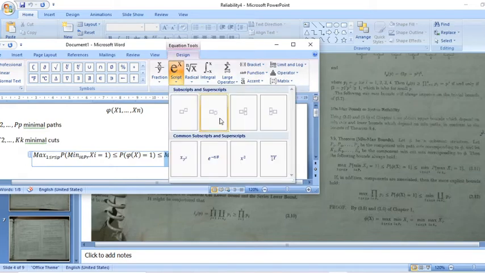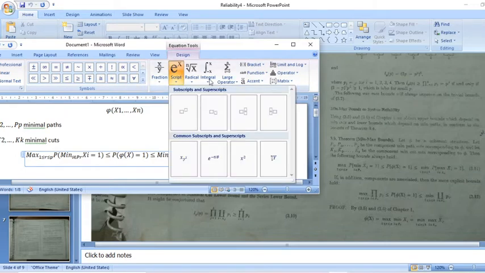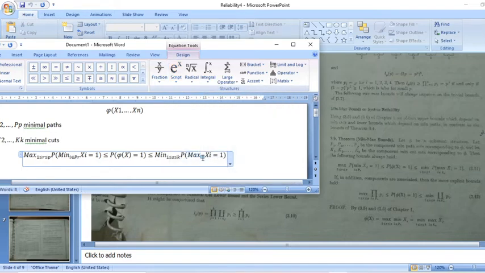And on the right side, the minimum is taken over all possible minimal cuts, so that 1 less than or equal to s less than or equal to k, and this maximum is taken over all components that belong to that minimal cut, i belongs to Ks. Okay, so this is the result we have to prove.